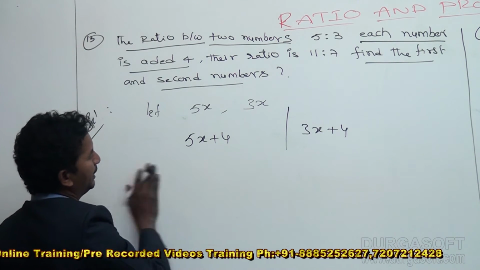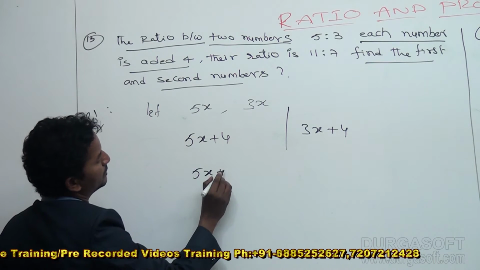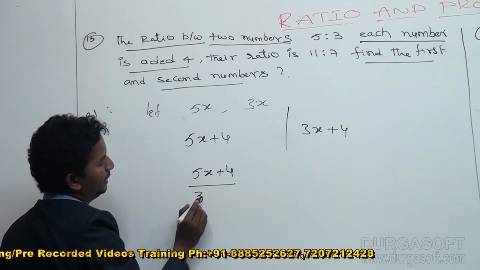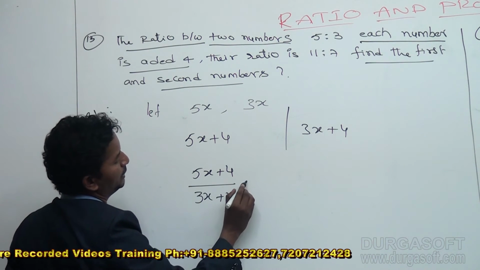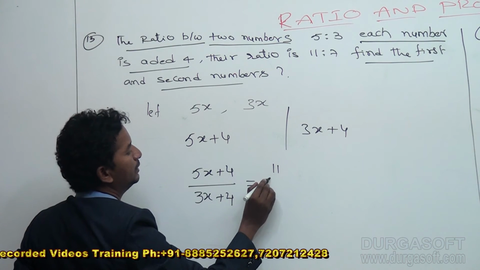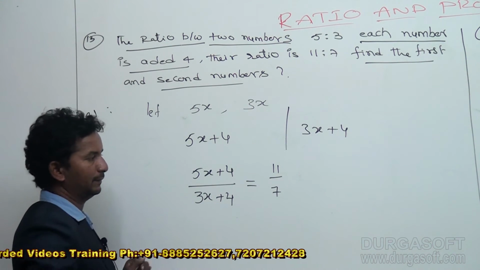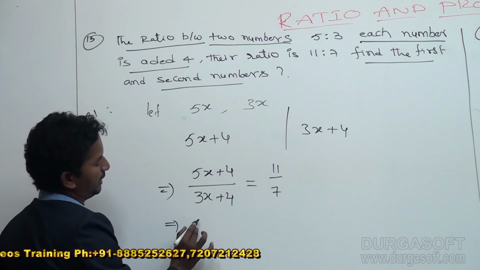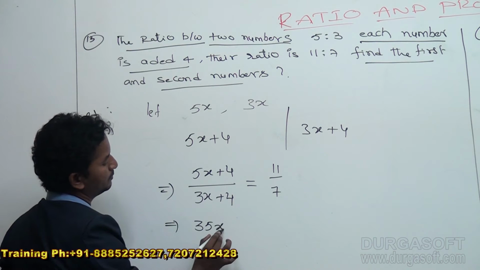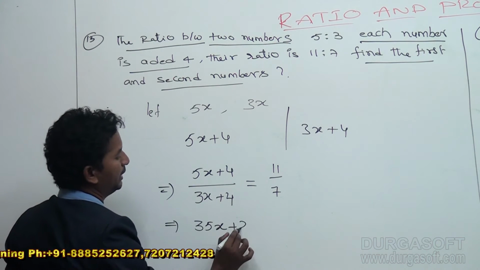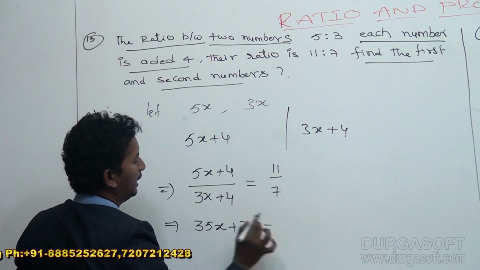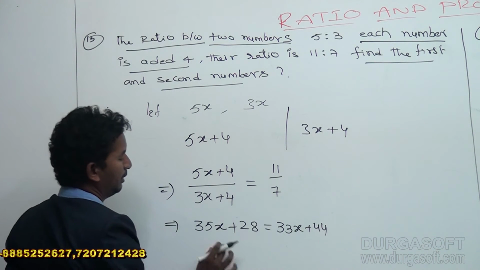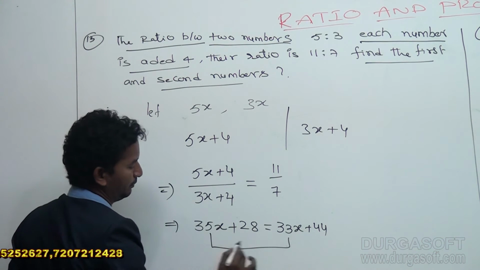11:7. Now I am taking here 5x plus 4 divided by 3x plus 4. Now the ratio becomes what? 11:7, 11/7. Now you find out the first number and second number. 7 5s are 35x plus 7 4s are 28 is equal to 11 3s are 33x plus 44. Now again is a 35 and 33.